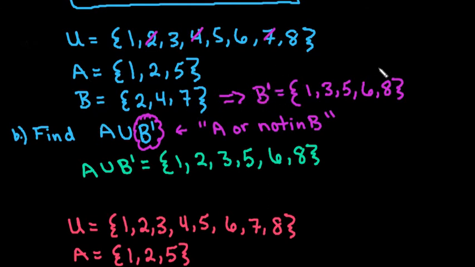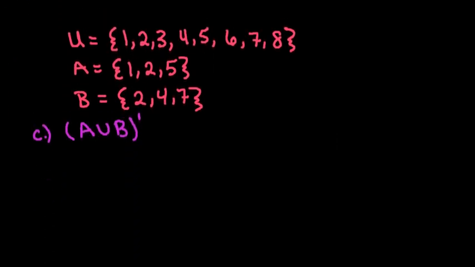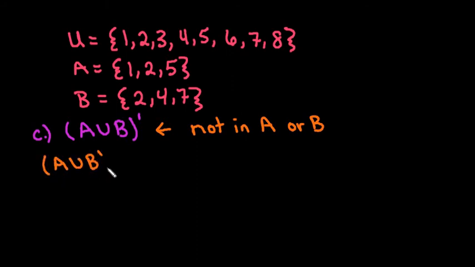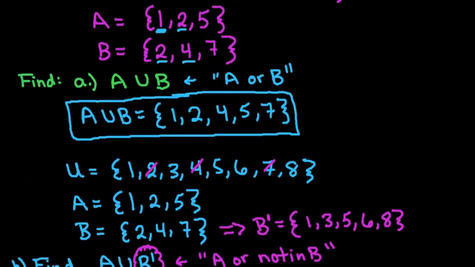All right, so one last one, just in case you have this notation. This notation is telling us that it's not in A or B. So you're looking for all values in here, in our universal set, that are not in A or B. So if you wanted to, what you can do first is you can first find A or B, this part right here. Okay, so if we go back to the original one that we did, we had A or B, that was 1, 2, 4, 5, and 7.